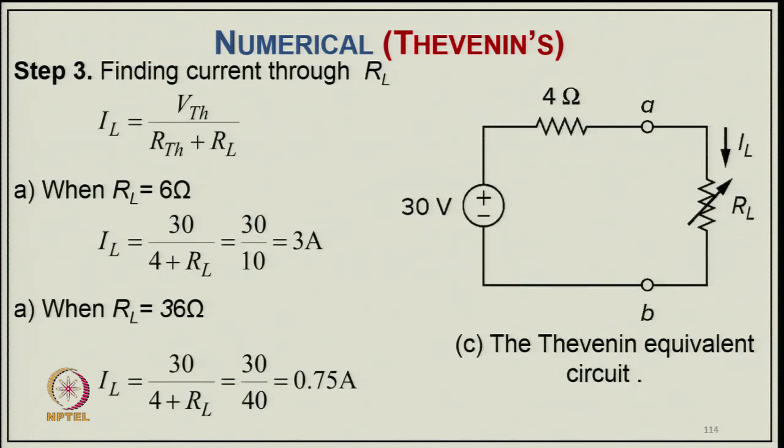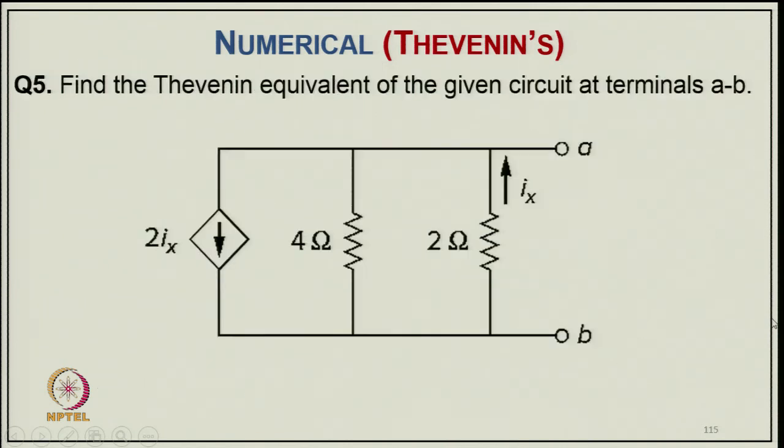So, your Thevenin equivalent here is the 30 volt source with 4 ohm resistance in series, and now we have a load here. The load current will be V_TH upon R_TH plus R_L. So, when R_L is equal to 6 ohm, you have I_L equal to 30 divided by 4 plus 6, that becomes 30 upon 10. So, this is 3 ampere, and when R_L equal to 36, it becomes 30 by 40, that is 0.75 ampere.